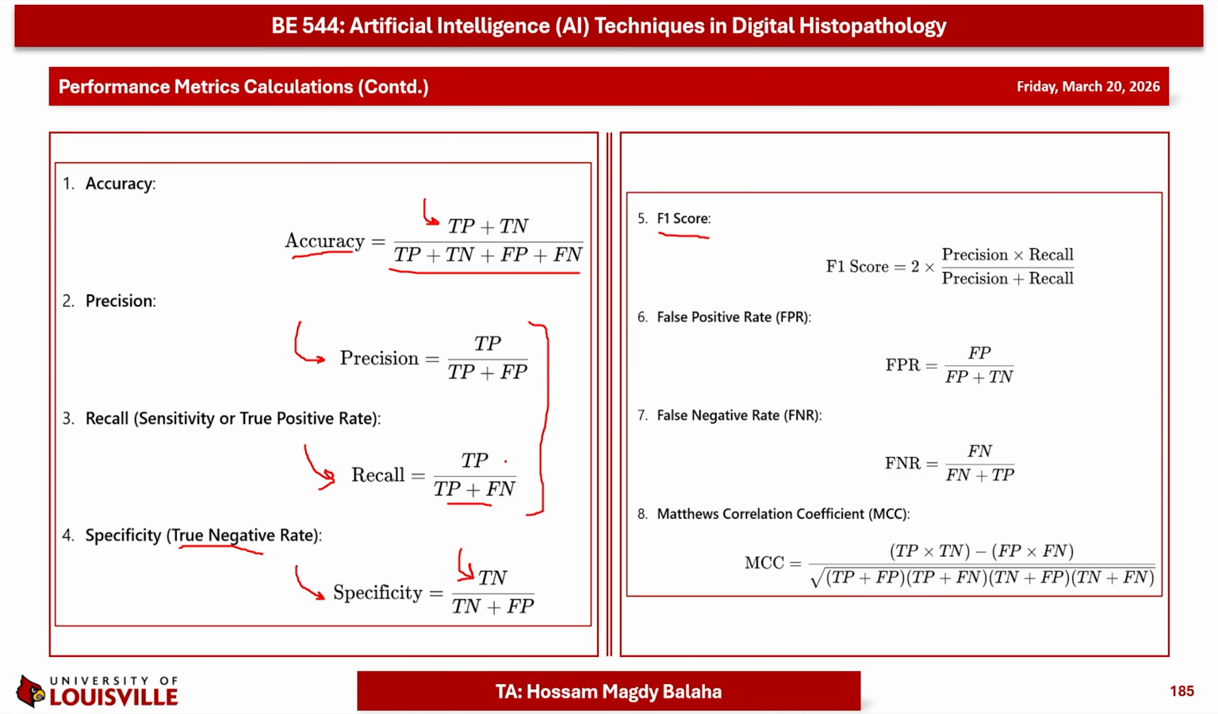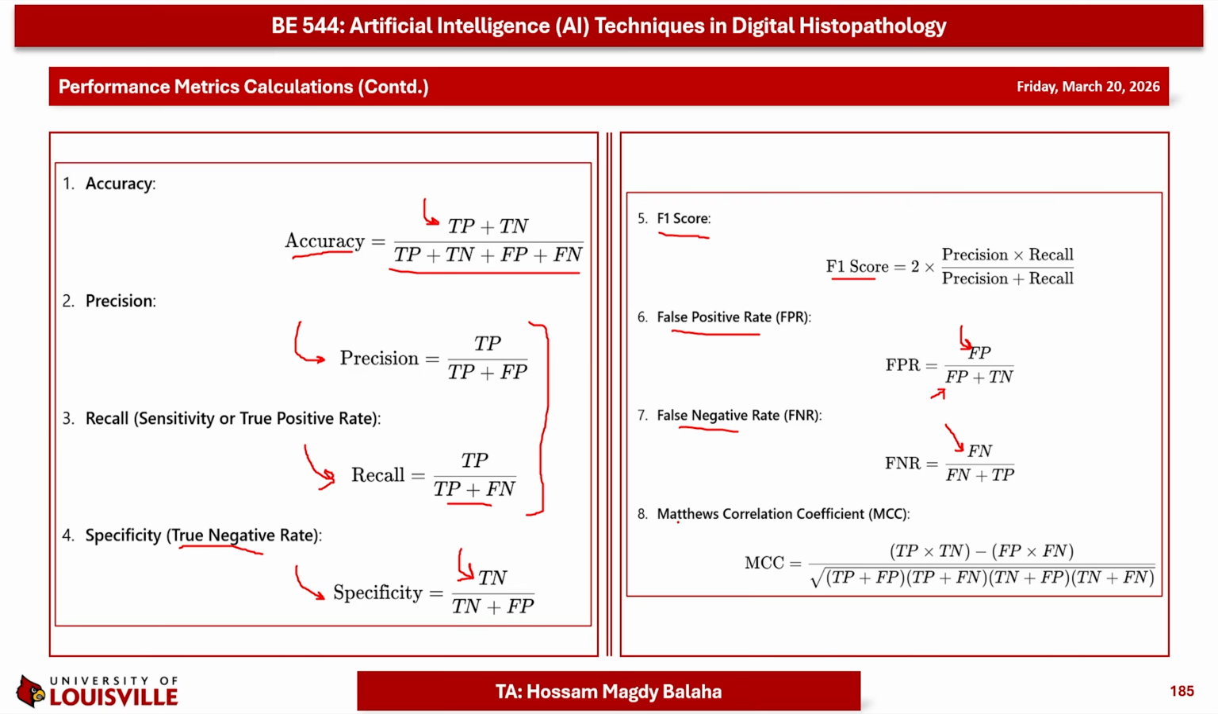And because both of them are dealing with the positives, the F1 score is also measuring the correctly predicted instances as a ratio between the precision and recall. So it's 2 multiplied by precision and recall over precision plus recall. The false positive rate is the ratio of the false predicted instances over the total number of negative instances. Also, the false negative rate is the ratio of the false negative over false negative and true positive.